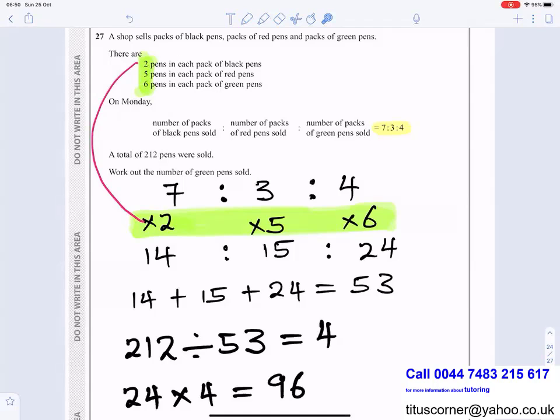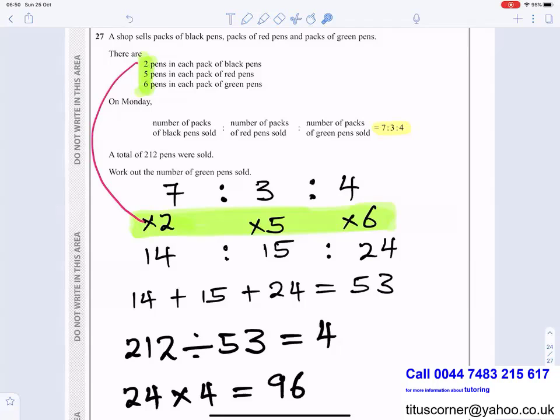So a total of 212 pens were sold. So the ratio 7:3:4. We had 2 pens in each pack of black pens. So 7 times 2 gives you 14. So that gives us 14 for the black pens. We had 5 pens in each pack of red. So 3 times 5 gives you 15. It's 15 in the red. 6 pens in each pack of green. 4 times 6 gives you 24.